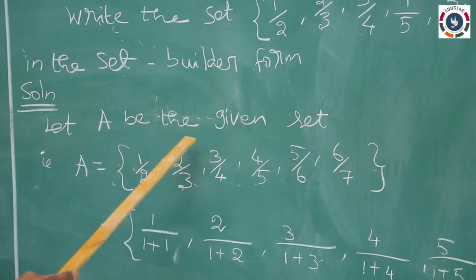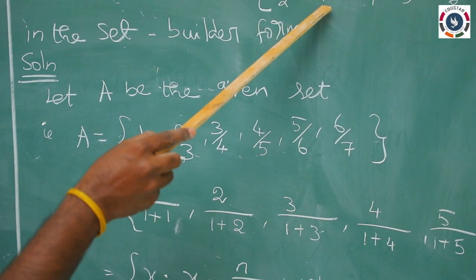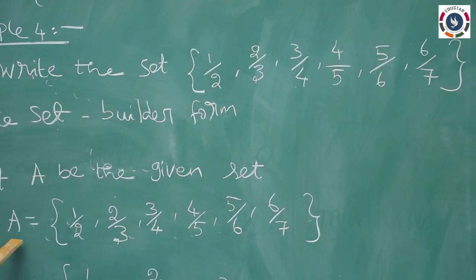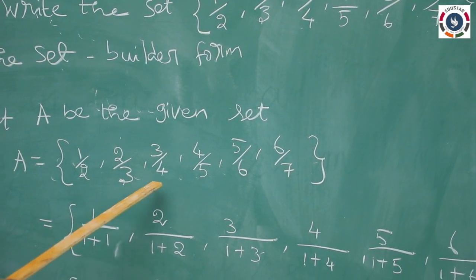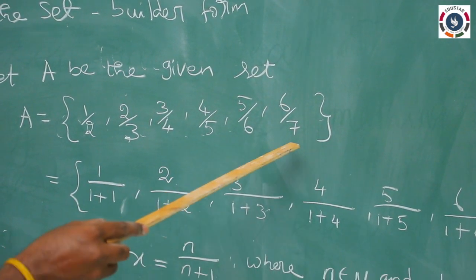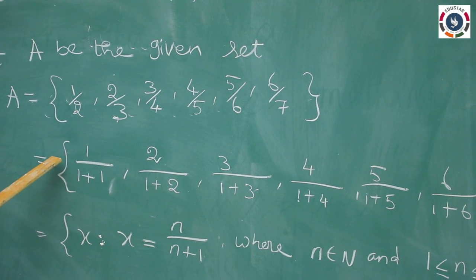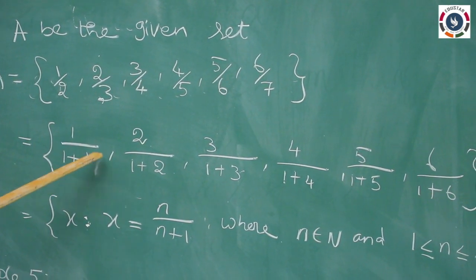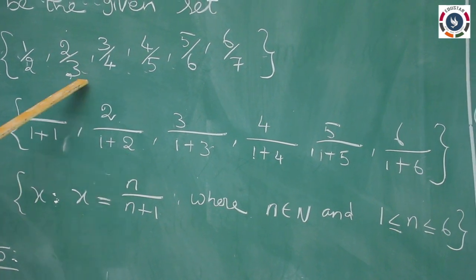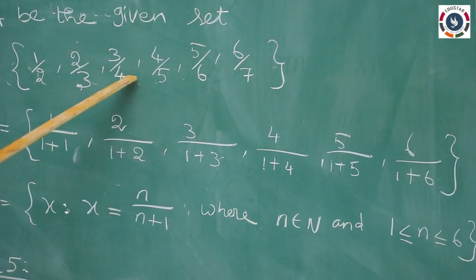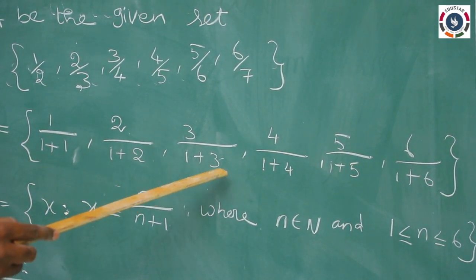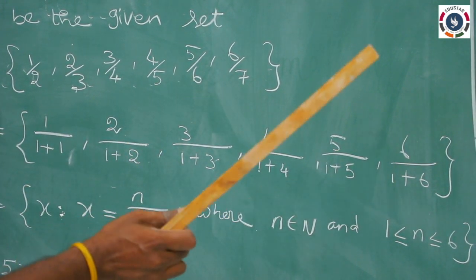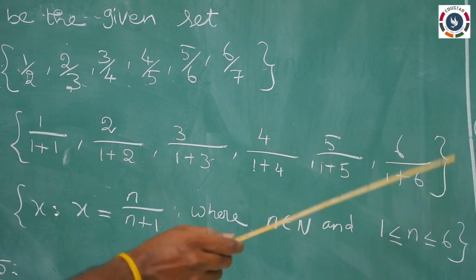Let A be the given set. So, A equal to 1 by 2, 2 by 3, 3 by 4, 4 by 5, 5 by 6, 6 by 7. This can be written as 1 divided by 1 plus 1, 2 divided by 1 plus 2. This 3 can be written as 1 plus 2, 4 can be written as 1 plus 3, 5 can be written as 1 plus 4, 6 can be written as 1 plus 5 and 7 can be written as 1 plus 6.